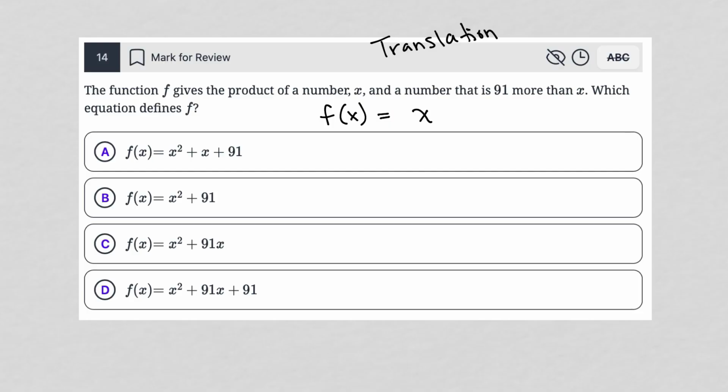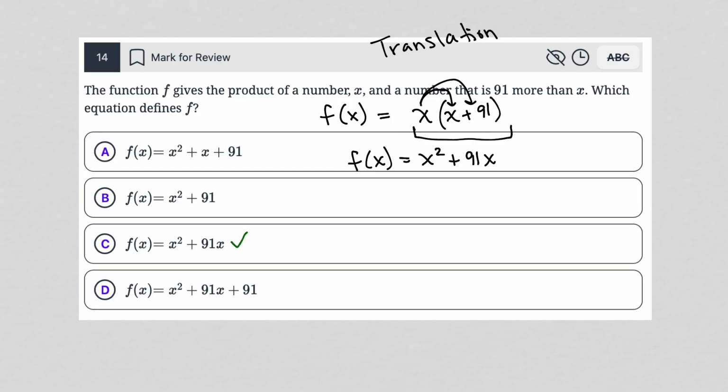number, so x times, and a number that is 91 more than x. So that would be x plus 91, right? That'd be my number that is 91 more than x. Which equation defines f? Okay, well then I don't see this exact format anywhere, but I can simplify this by distributing the x, in which case I'd have f of x is equal to x squared plus 91x, which would tell me that choice C is the correct answer.